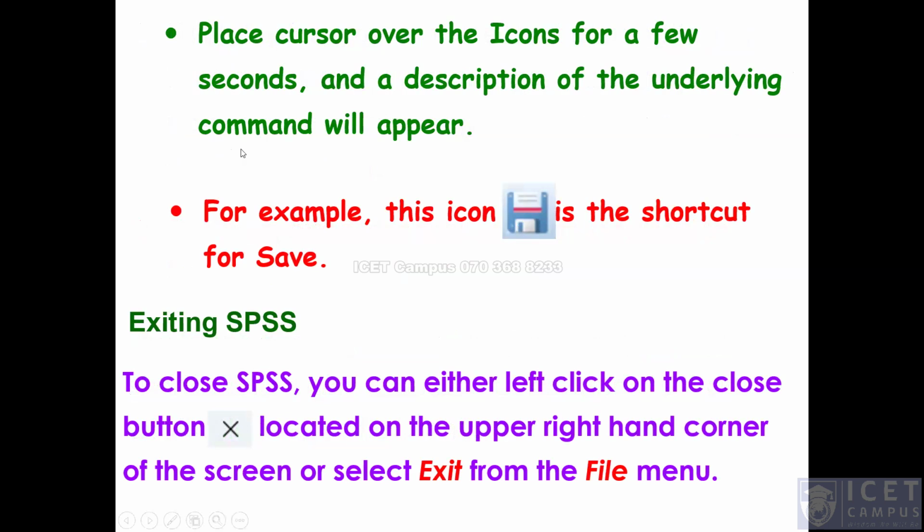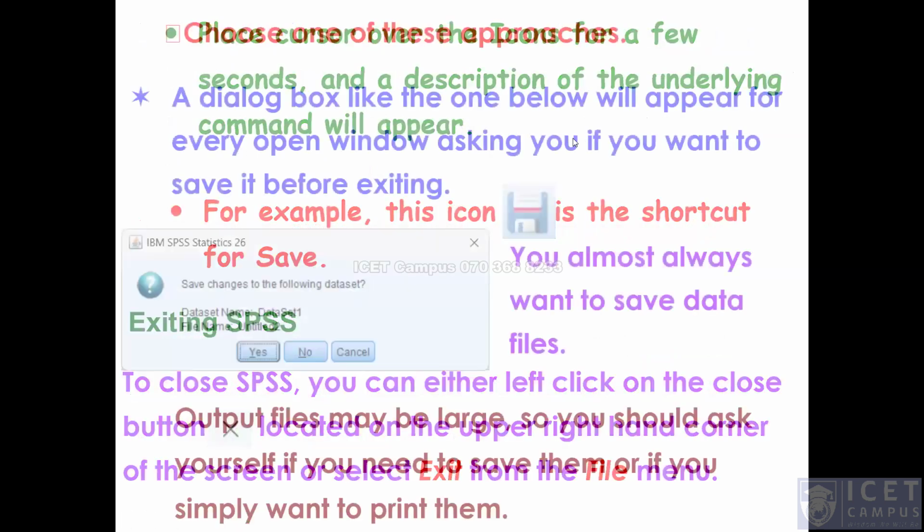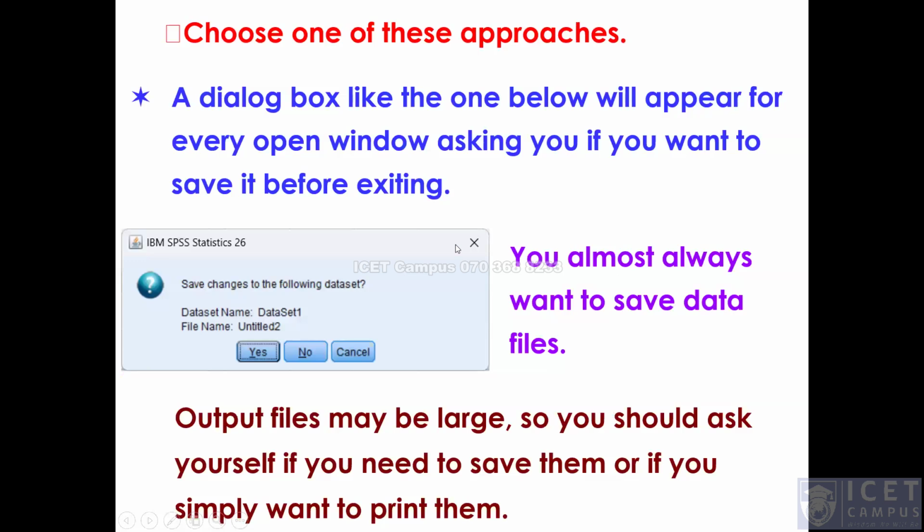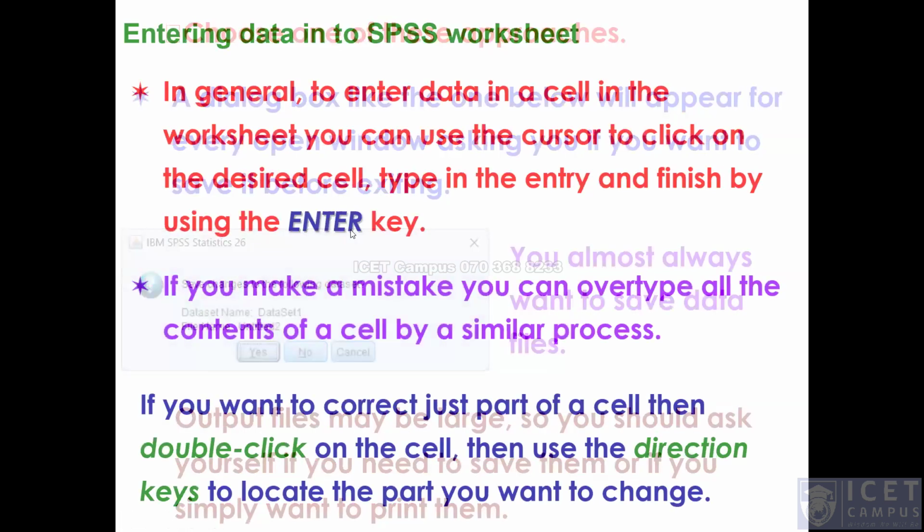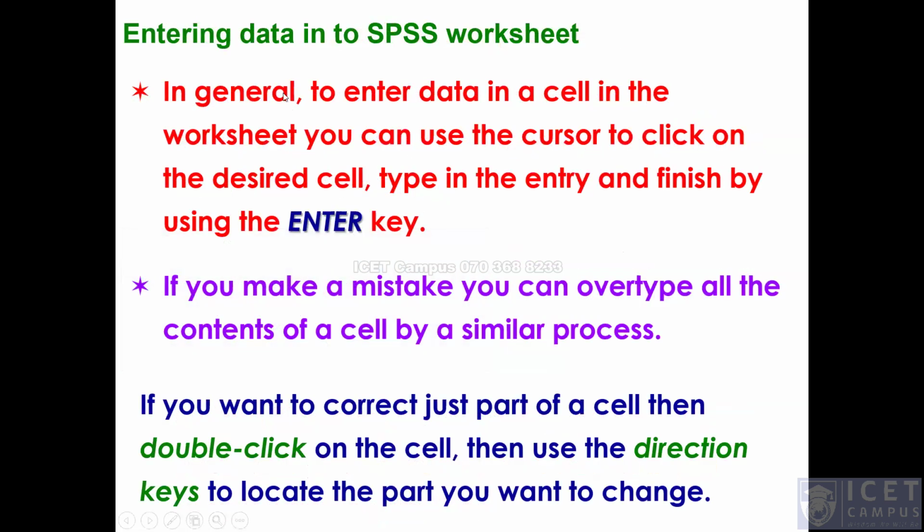Right. Exiting SPSS. So, you know how to close SPSS or any program. When you're exiting SPSS, you can save the file. So, this is the data set. First we can save the data set. Then, secondly, we can see the output window.